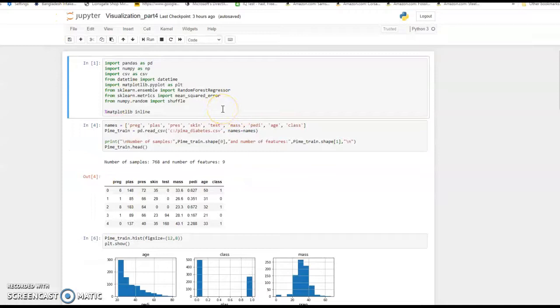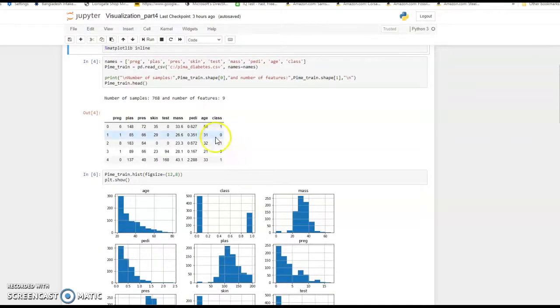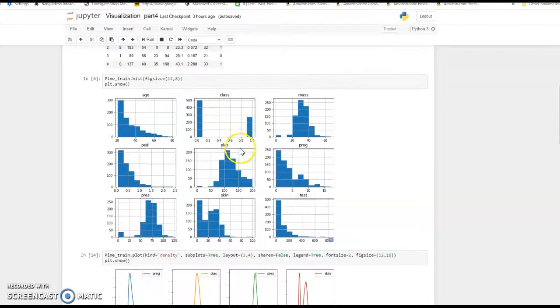So this is part 4 and the final part. We are going to analyze the diabetic data. First, we load the data in the Jupyter notebook in a pandas data frame, and we can see here there are 8 predictor variables and 1 target variable, class.